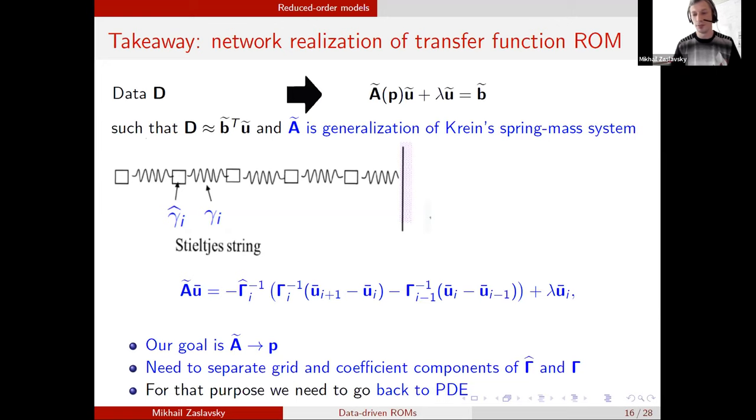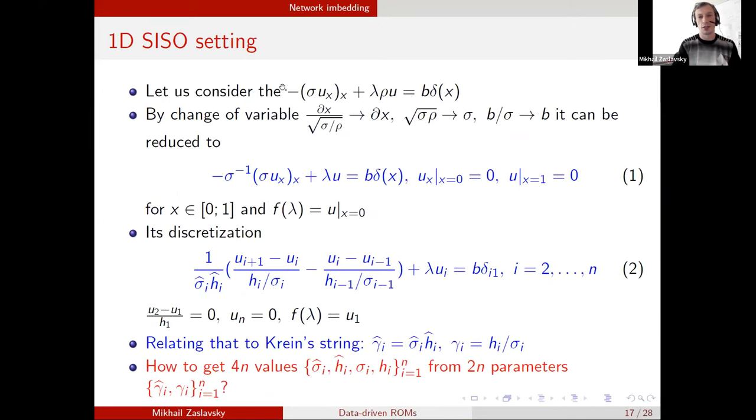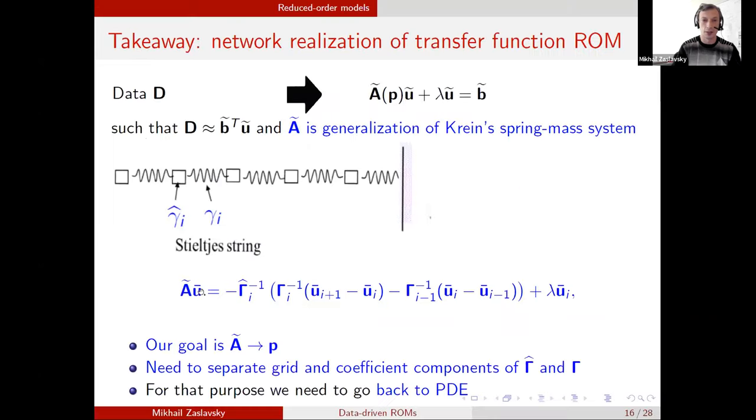For that purpose, we need to go back to our PDE. Our model PDE was like this, right? If we do our Liouville transform, it can be reduced into this form, where sigma here and sigma here are the same sigma, right? Before we had sigma and rho, but if we do the Liouville transform, it will be the same sigmas here. If we discretize this equation after the Liouville transform, on say a three-point stencil, it can be written in this form, right? Just conventional three-point discretization. And if we relate it to our Krein string written here, right?